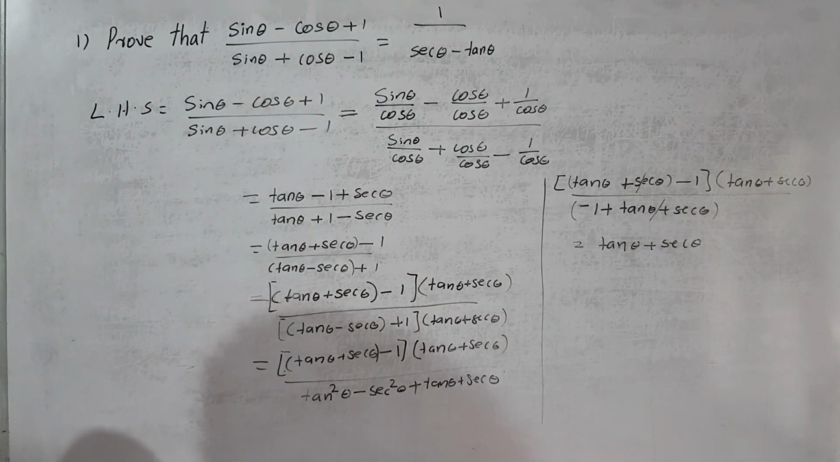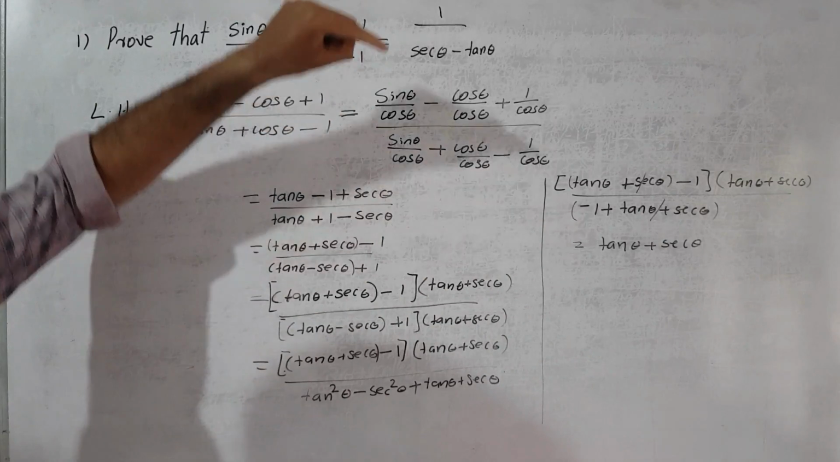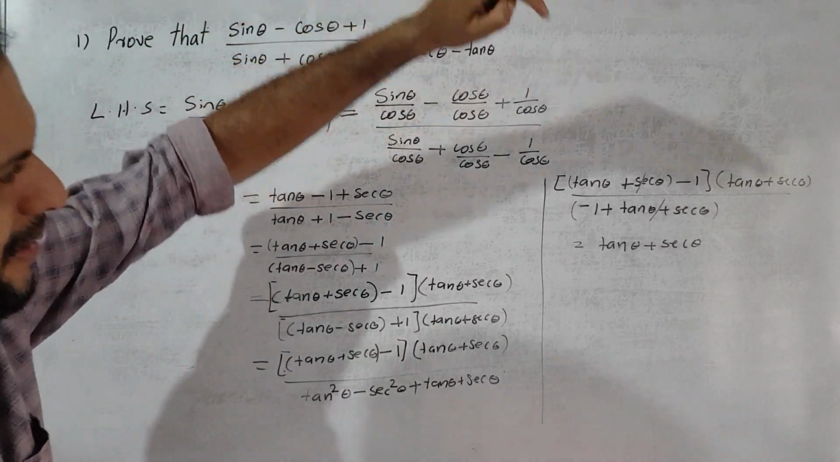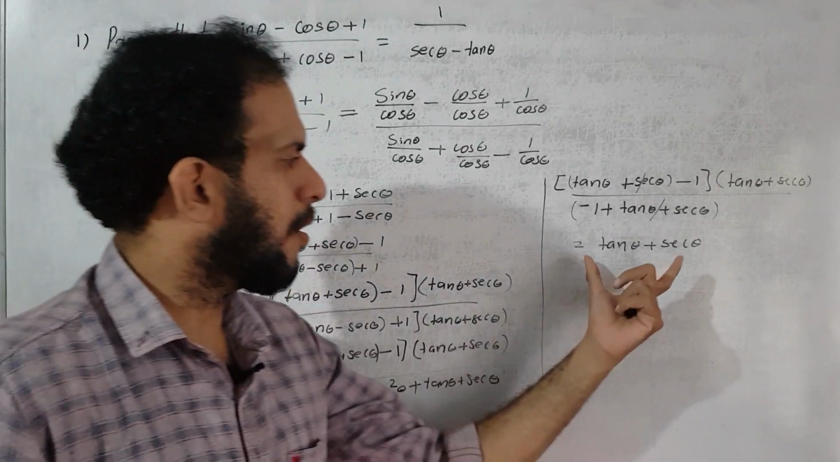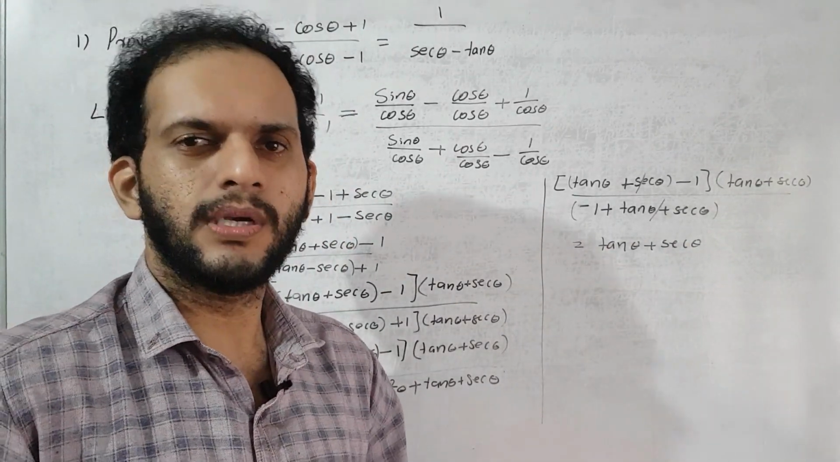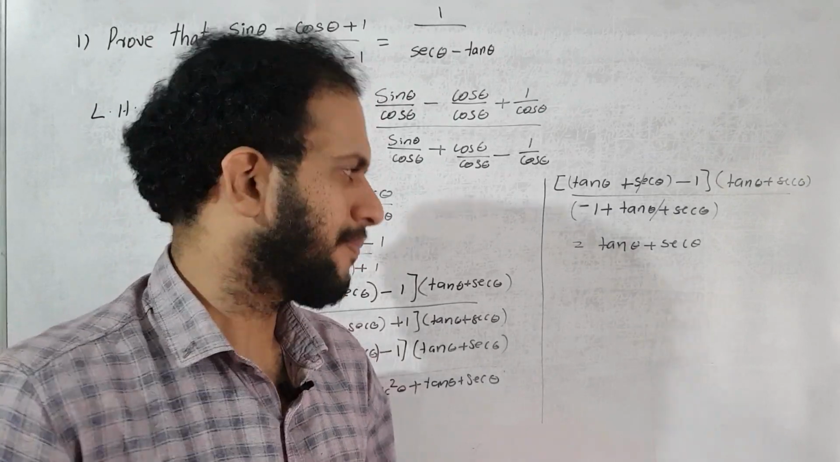Is it clear? Then, what do we want to get? We want to get the result 1 by sec theta minus tan theta. But what we got now is the result tan theta plus sec theta. Then how do we convert? How do we do it again?